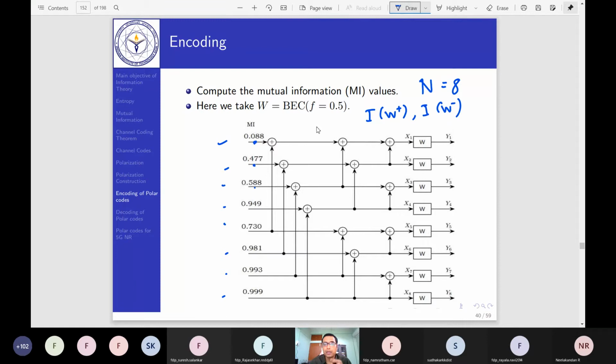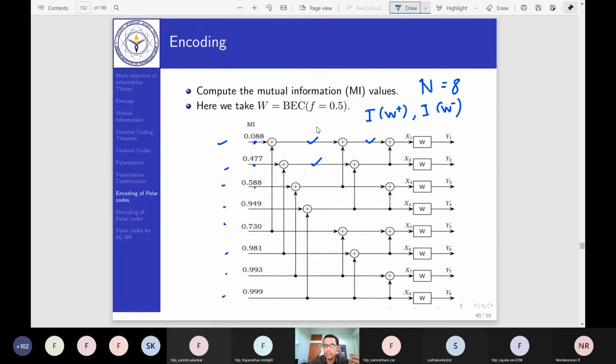We know these formulas, and using this formula recursively, because at any stage, this bit also goes through a certain kind of BEC channel only. This bit goes through a BEC channel, binary erasure channel. So for the binary erasure channel, even after performing this modulo 2 operation, the channel remains a binary erasure channel only. But the same is not true for other channels.